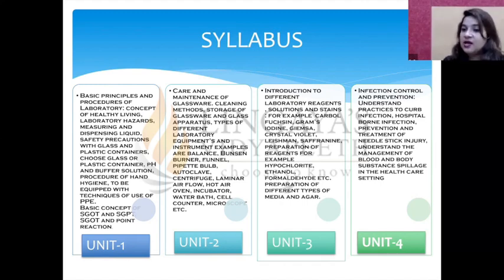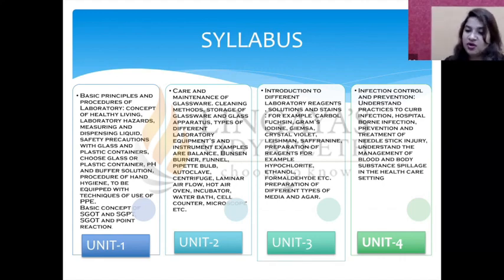For example, hydrochloric acid is highly corrosive. It can corrode your hands if it drops on them. Dealing with all these chemicals and reagents, and all the precautions you need to follow, comes under unit 3.